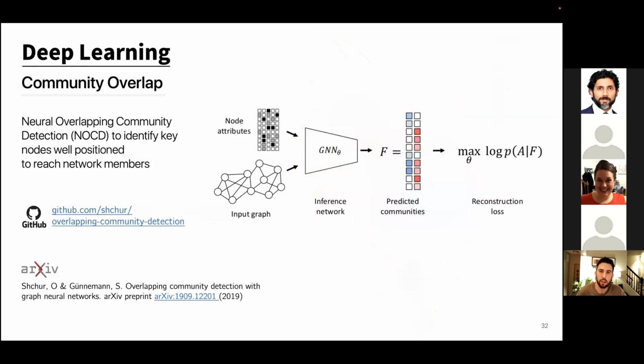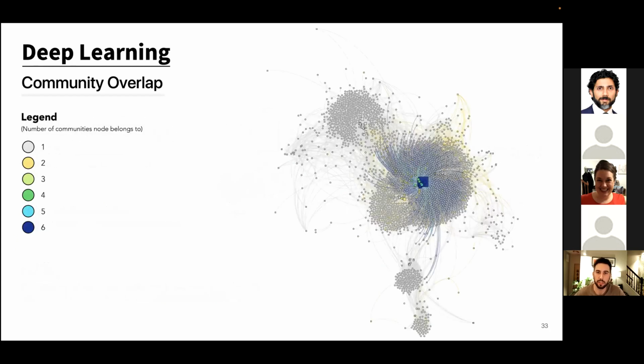So we used a method called neural overlapping community detection, which uses a graph neural network to detect the overlap of these communities and identify key nodes that belong to multiple groups. If you're interested in learning more about GNNs and how this method works, I would encourage you to check out this wonderful preprint and GitHub repository linked here on the slide. So here are the results of this analysis.